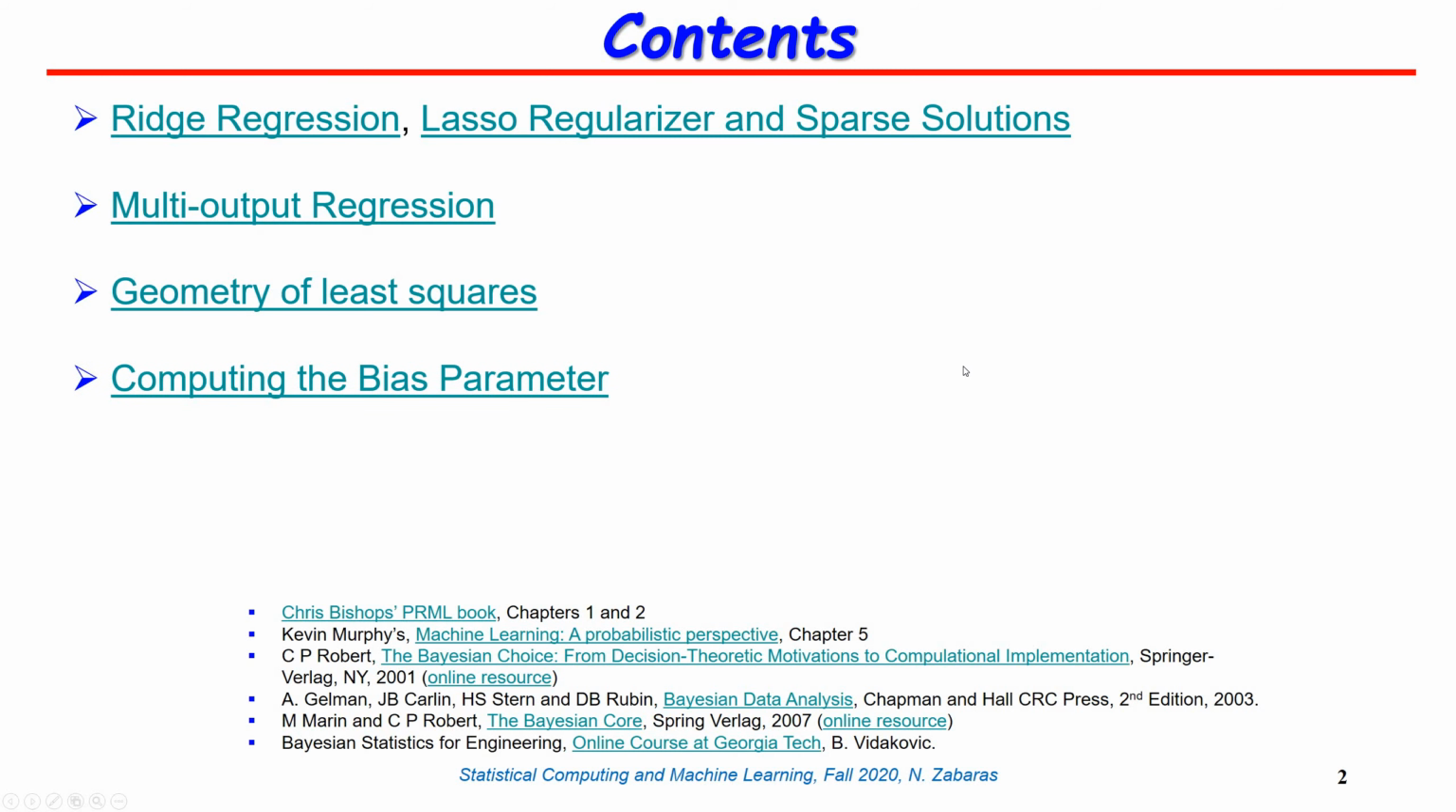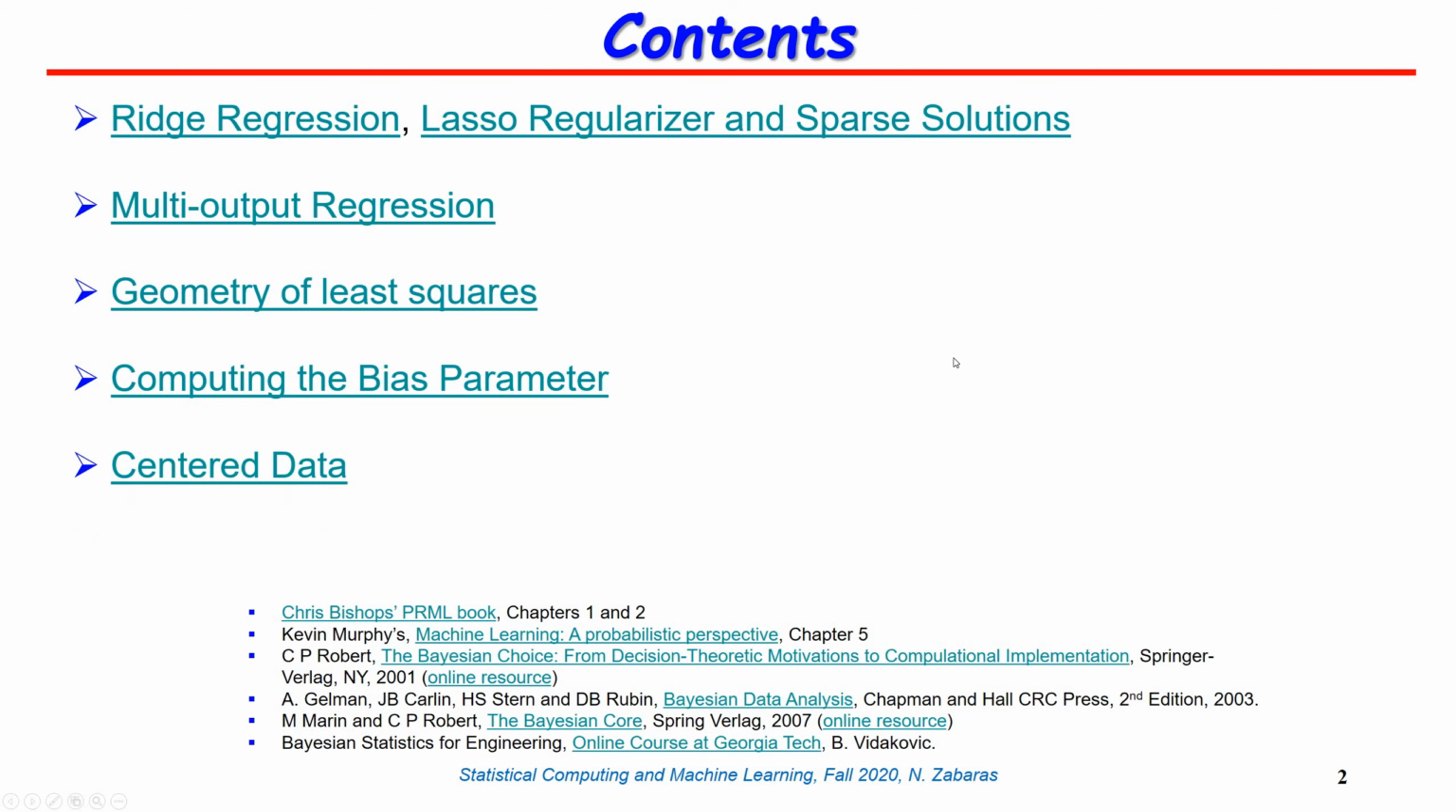And finally, I want to say a few words about a special computation that you need to do with regard to the bias parameter. In particular, I want to emphasize, so I don't forget about this, that the bias parameter should not be regularized. So it is not responsible for overfitting. So it has to be treated a little bit differently than the other parameters W in your regression model.